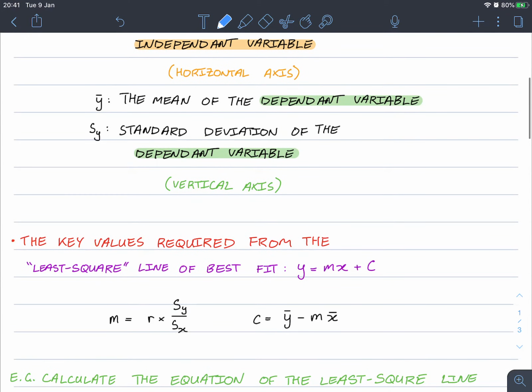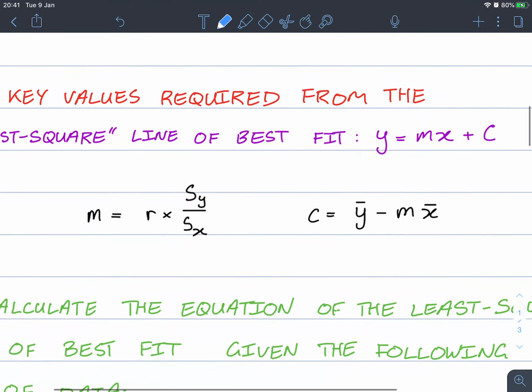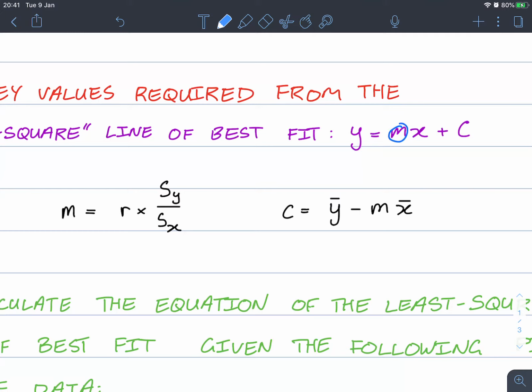The key values required for the least square line of best fit are as follows. We need to find the gradient m. To find that, we take the r value and multiply it by the y standard deviation over the x standard deviation. A good way to remember this is because y is the rise and x is the run. Remember, s of x is the horizontal standard deviation.